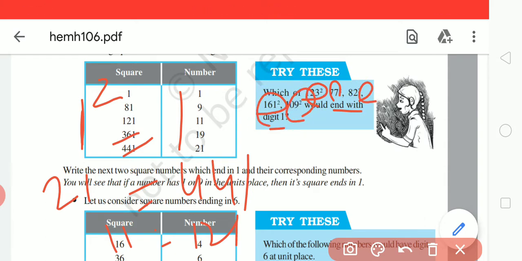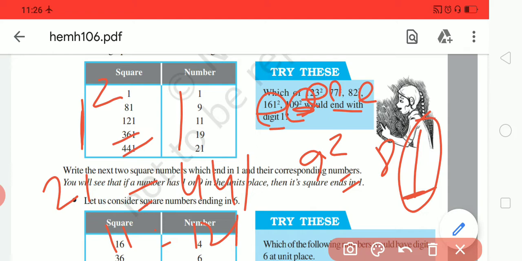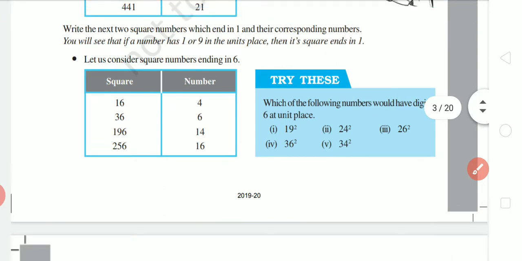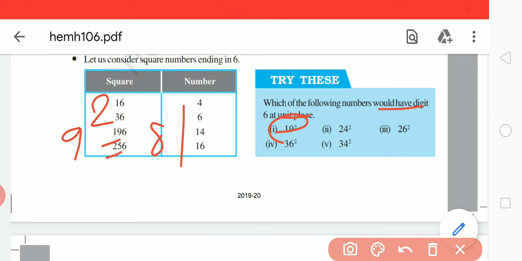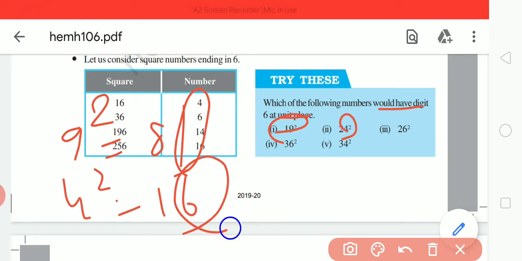9 9s are 81, yes it is also, because this is the given number, so 9 square is 81, right? Here also it will fall on 1. So in the case of 1 and 9, the square will have 1 as the unit digit. Which of the following numbers have 6 at the unit place, right? 19 square means you have unit digit 9, you will find 9 square, that is 81. So the square of 19 will also have unit digit 1. So 4, we have 4 square, that is equal to 16, yes, it ends with 6.